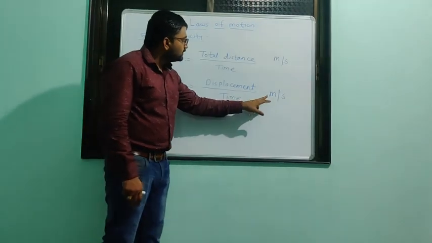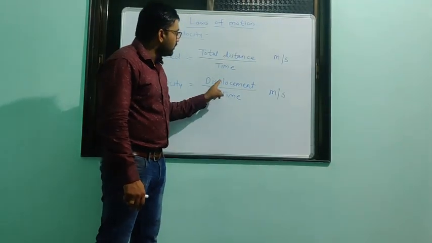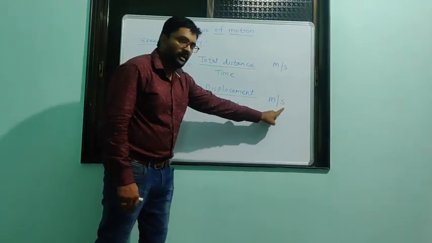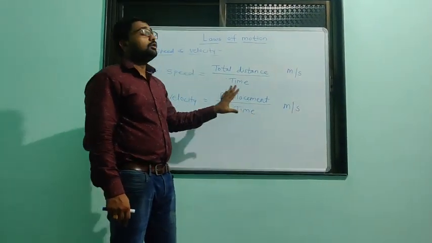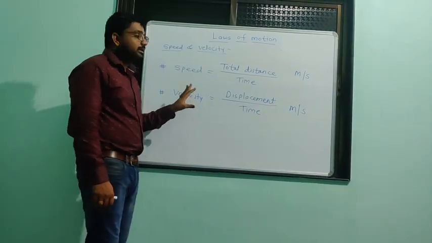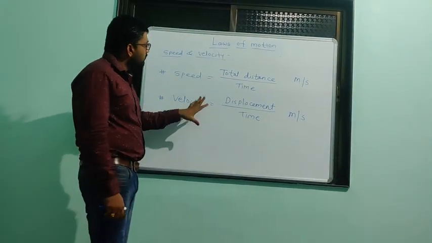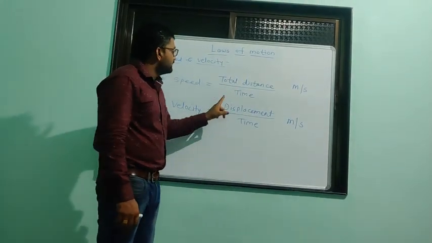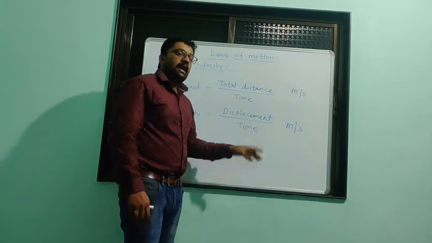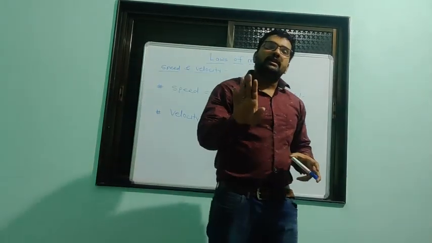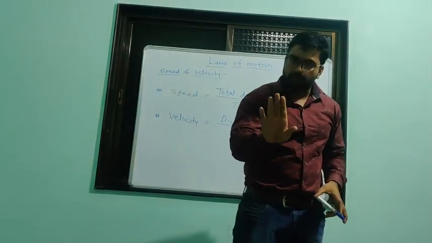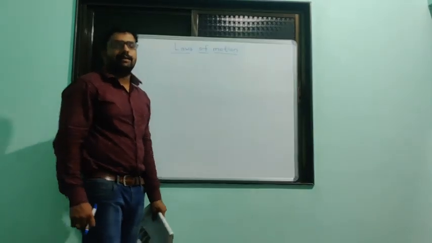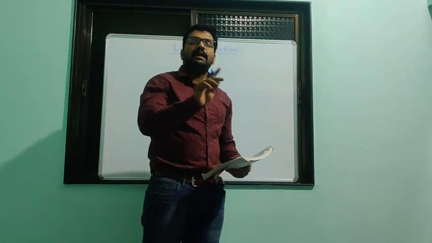So the unit is also meter per second, because displacement is again measured in meters and time is measured in seconds. So this is the difference between velocity and speed formula. Speed is total distance upon time and velocity is displacement upon time, and both have the same unit, meter per second. On numericals we solve distance and displacement, speed and velocity.